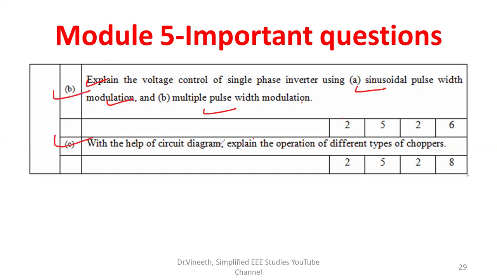Next is with the help of circuit diagram, explain the operation of different types of choppers. Majorly, you have to explain about the class A, class B, class C, class D, class E choppers. Okay, that is what they expected. So whenever you are explaining those choppers, you are supposed to mention the circuit diagram as well as waveforms. These are the expectations, and the same thing will be given based on the scheme which is prepared by the university.